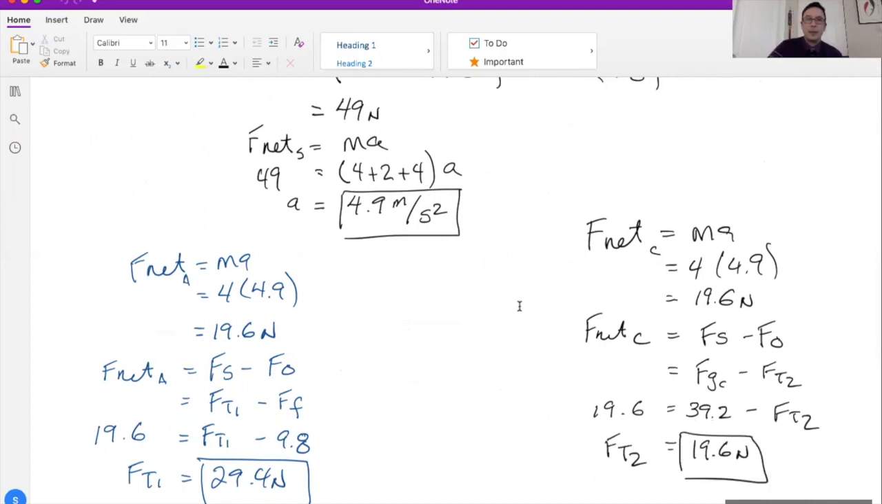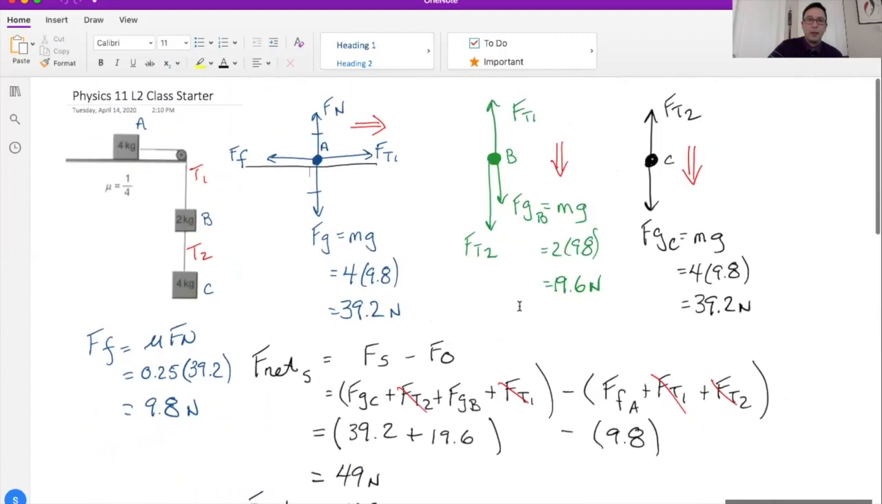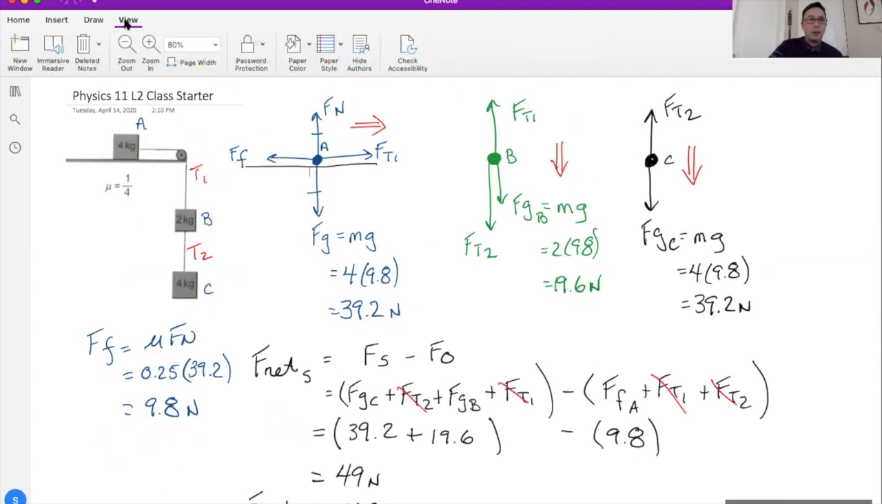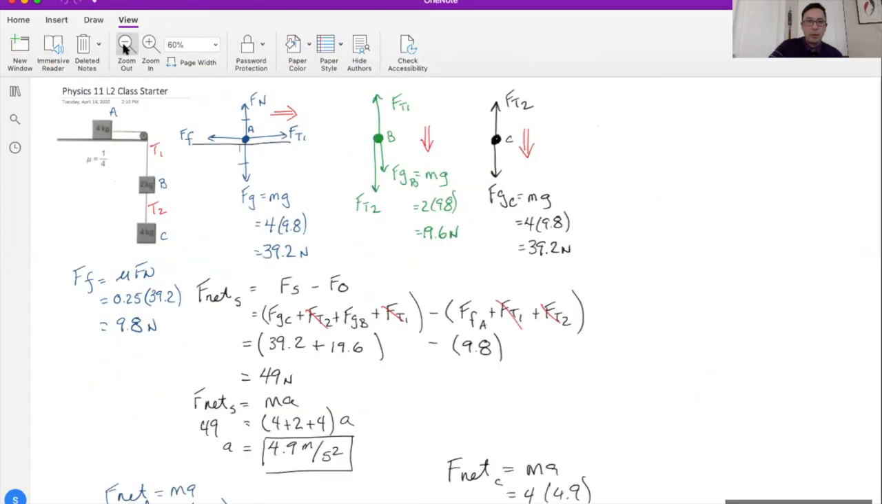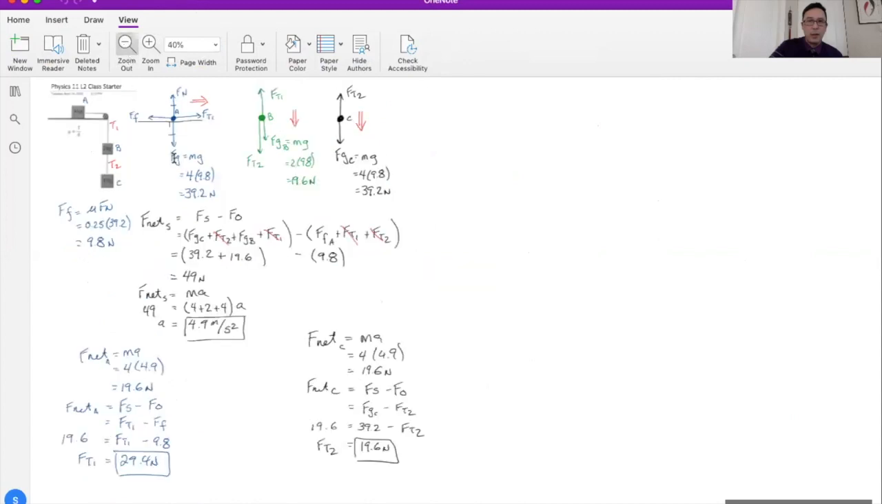All right, so there they are, the answers for question 1. And I'm just going to make it smaller so you can see the whole question at once. There. Okay. Now, just give me a second while I go ahead and make the free body diagrams for question 2. All right.